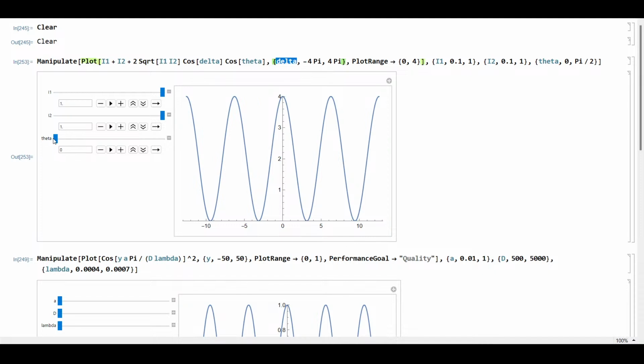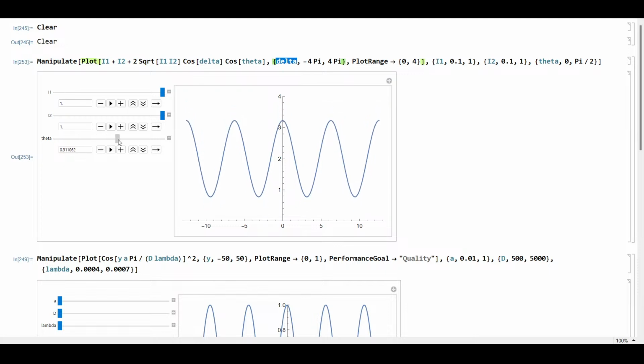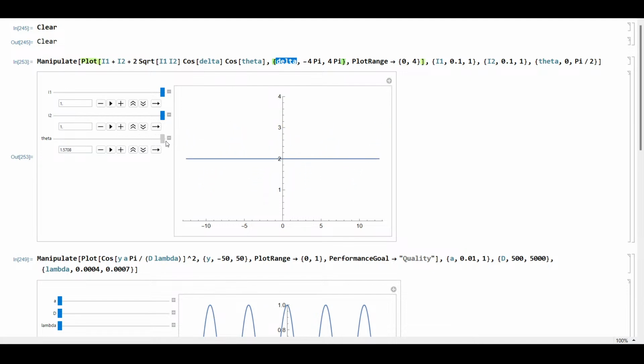Now, if I increase my theta, again you see that the contrast starts decreasing. As my theta is increasing, your contrast decreases, and as I go to theta equal to pi by 2, which is the case of orthogonal or perpendicular polarization, I no longer see any interference fringes. All I see is uniform illumination of I1 plus I2. I1 is 1, I2 is 1 and so I see I1 plus I2 and a completely flat line over here.